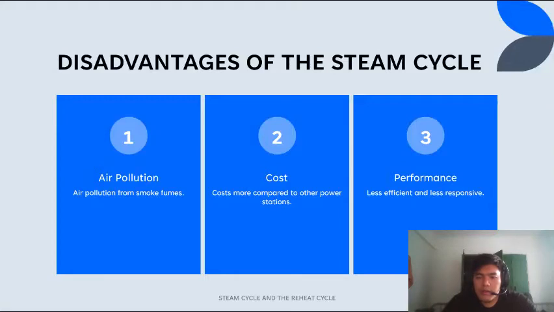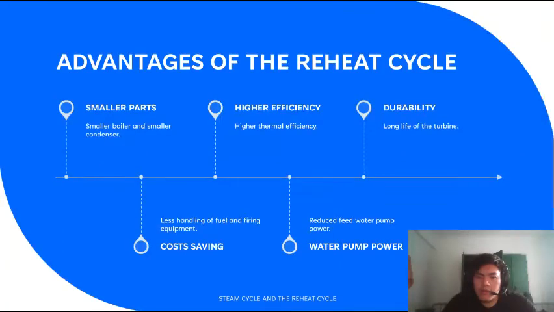Next are the advantages of the reheat cycle. The first one is a smaller boiler and smaller condenser. The next one is cost saving, less handling of fuel and firing equipment. The third one is higher thermal efficiency. The fourth is reduced feed water pump power. And the last one is durability, long life of the turbine.